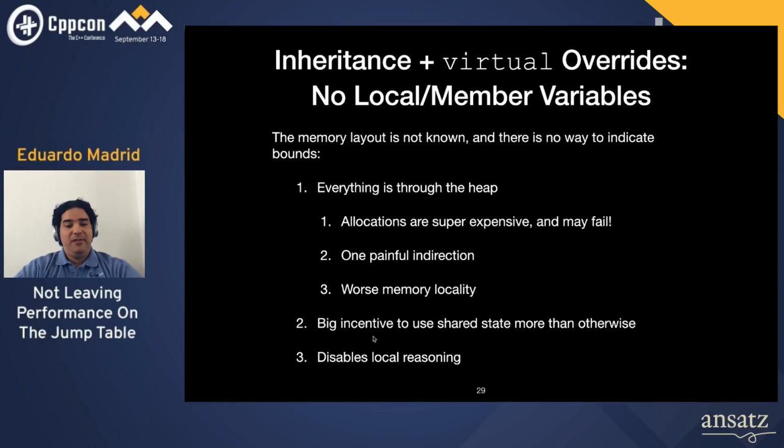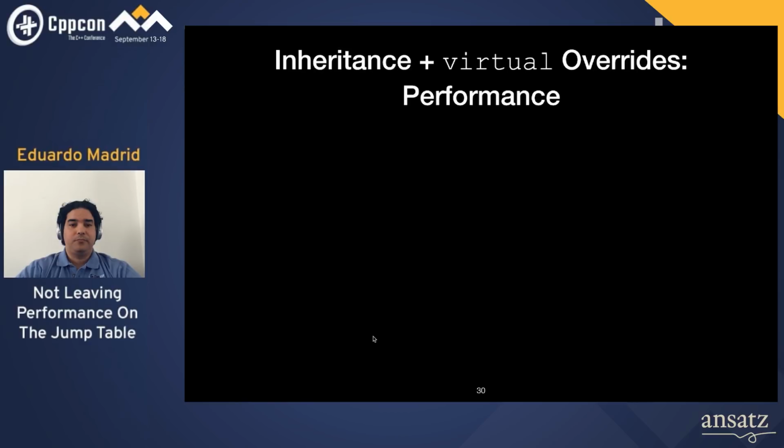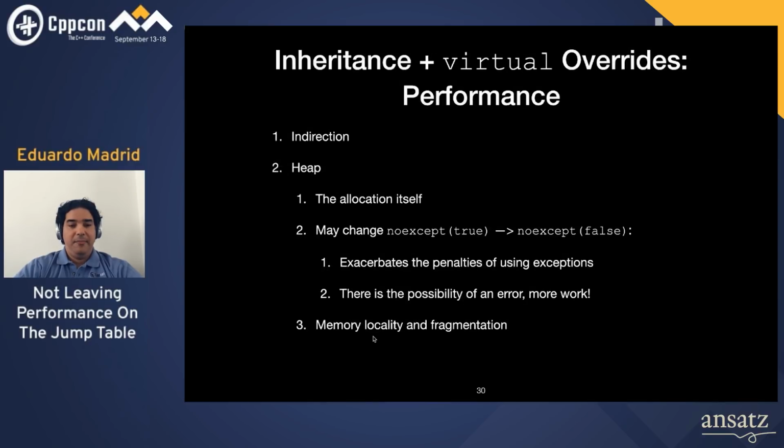Allocations are super expensive. They introduce one indirection that is performance hostile. They worsen the memory locality. The data is all spread out in memory. They also become a big incentive to use shared state more than otherwise. And this disables local reasoning, which is not good at all. The indirection is something that I already mentioned.